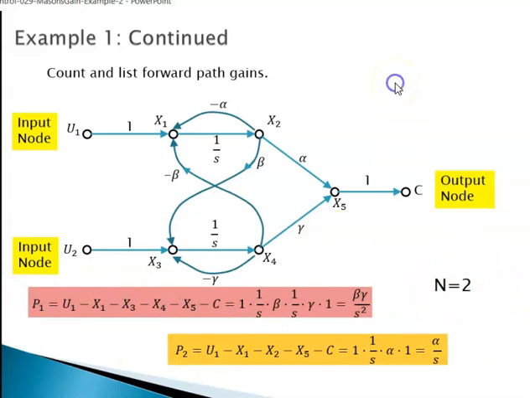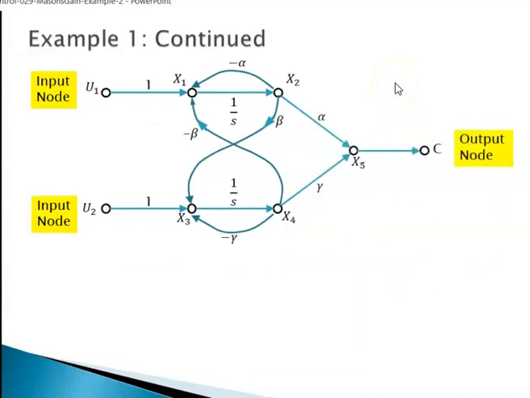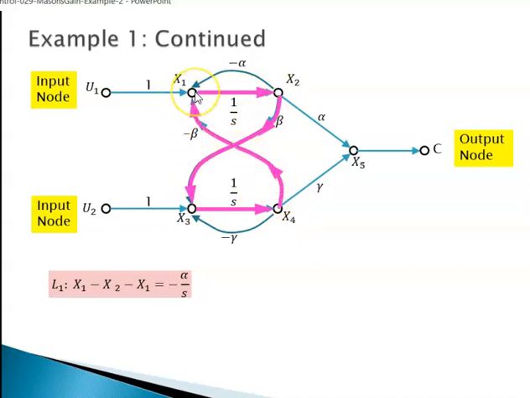Let us go and look at the loops. Let me show loop 1. Loop 1 is X1, X2 all the way back to X1, and its gain is minus alpha over s. Similarly, let us show loop 2: X1, X2, then X3, then X4, and then back to X1. Its gain is minus beta squared over s squared.